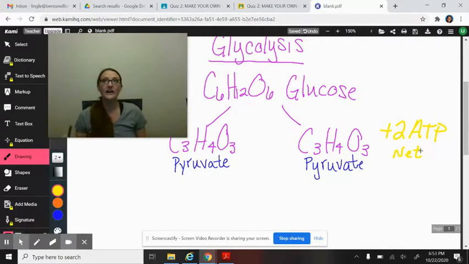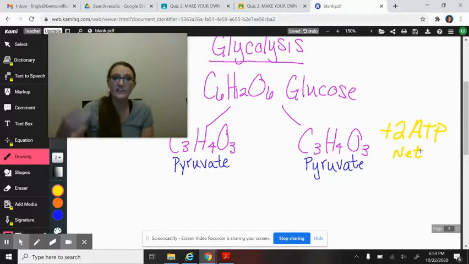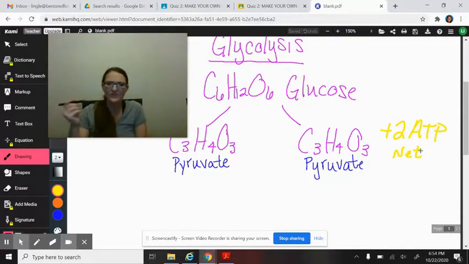It's like if you have $4 in your pocket, but you have to pay $2 just to get in the door to the concert. You still have $2 positive in your pocket. So it's sort of like that. So we net 2 positive ATPs. We have 2 ATP molecules. So I'm going to write ATPs. There we go.